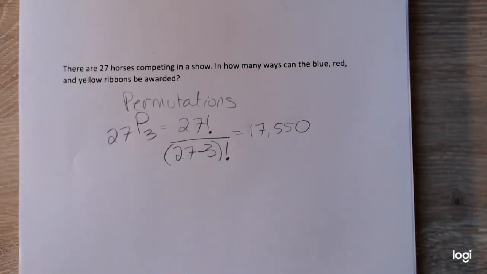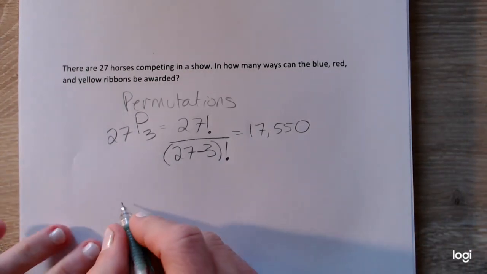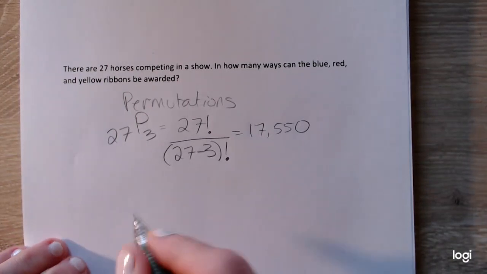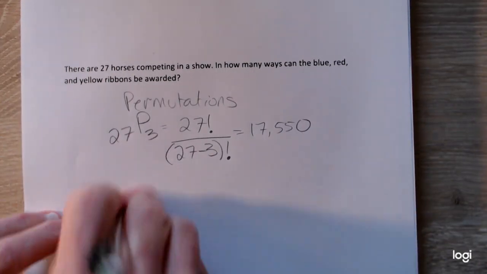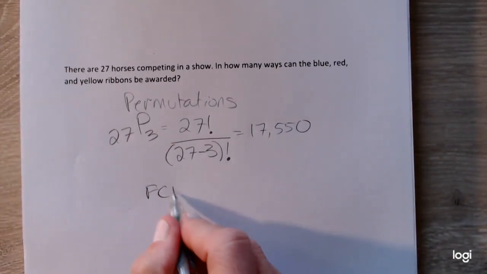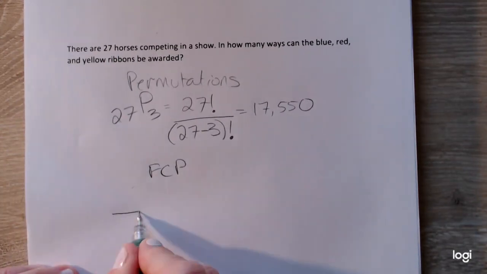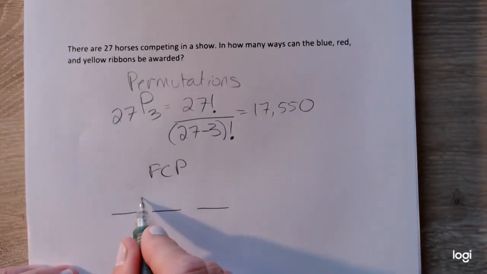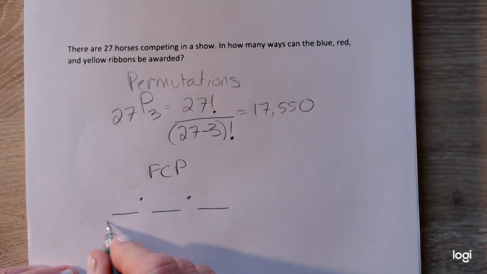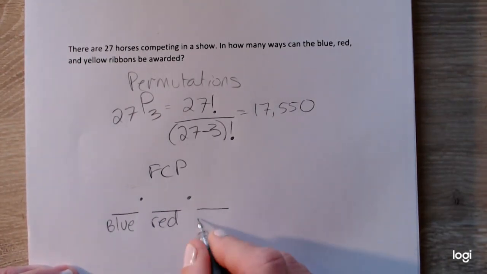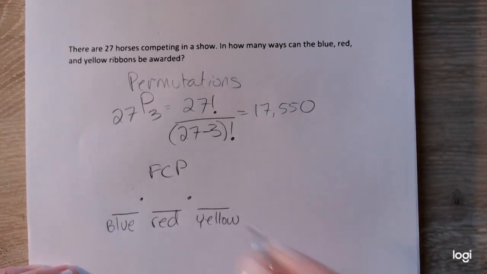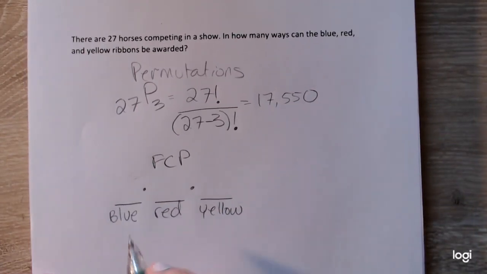Alternatively, you could treat this as a fundamental counting principle problem when repetition is not allowed. So using the fundamental counting principle, I'll abbreviate that with FCP. I have 3 slots to fill with horses. I've got the blue ribbon, the red ribbon, and yellow. I'm assuming that's first, second, and third.